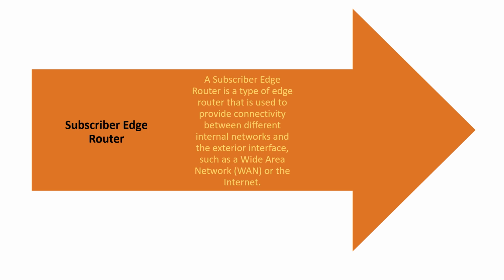Next is the subscriber edge router. A subscriber edge router is a type of edge router that provides the connectivity between different internal networks and exterior interface such as wide area network or the internet. They are usually deployed in subscriber premises such as homes and small businesses.